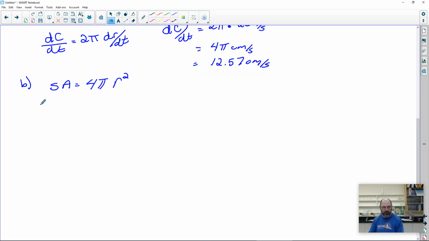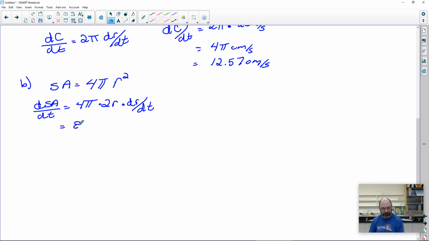Okay, so we're going to go dSA over dt. The rate at which the surface area is changing will equal 4 pi, which is a number. Now we have to do the derivative of r squared. The derivative of r squared is 2r times dr dt. If there's any variable in there, you have to multiply it by the related rate that you know at the top. So there's our formula.